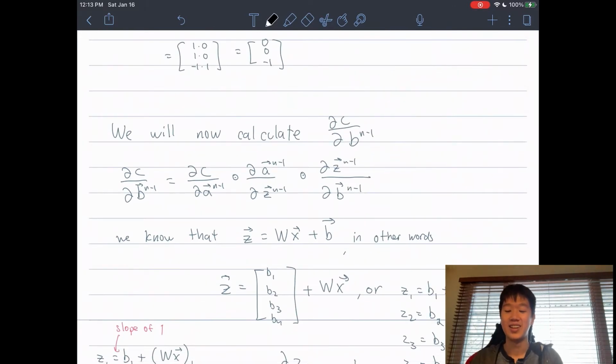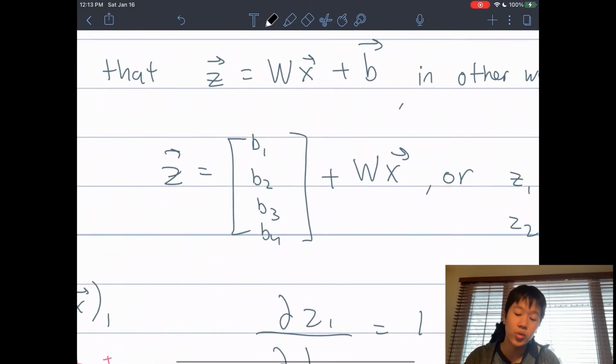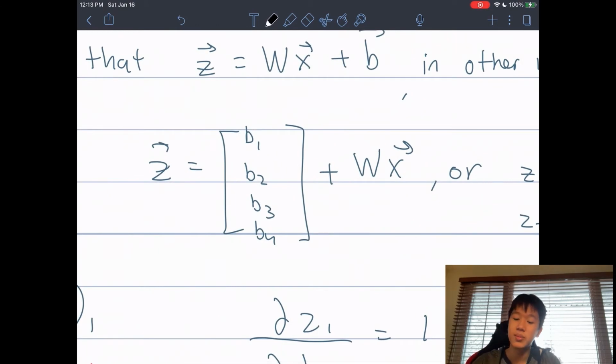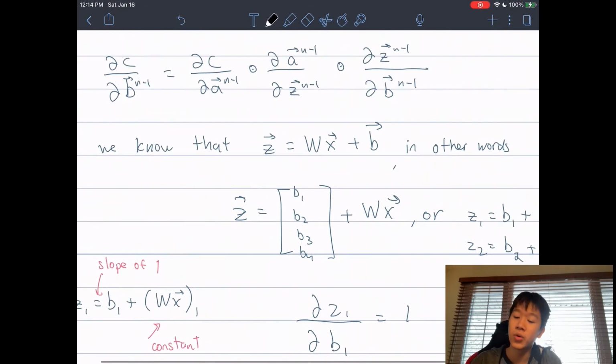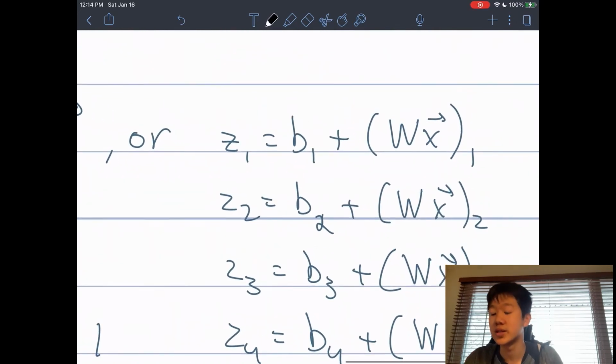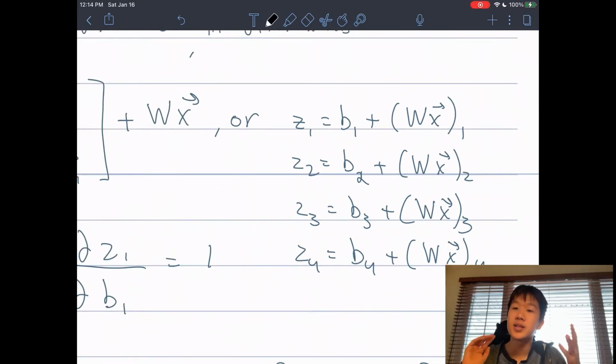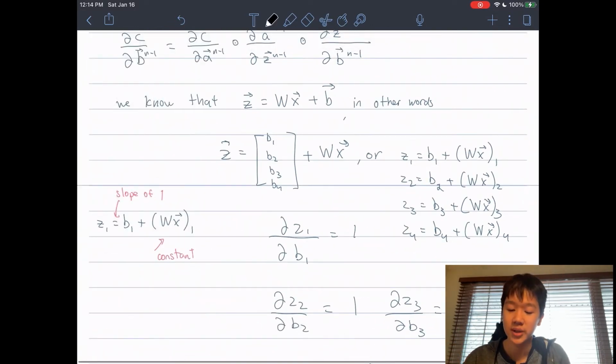Voila. And we also know that z is equal to wx plus b. So in other words, z is a vector that's going to be [b1, b2, b3, b4] plus wx. Or z1 is equal to b1 plus the first element from that matrix multiplication. z2 is equal to b2 plus the second element of the matrix multiplication. z3 is equal to b3 plus the third element. And z4 is equal to b4 plus the fourth element of the matrix multiplication.